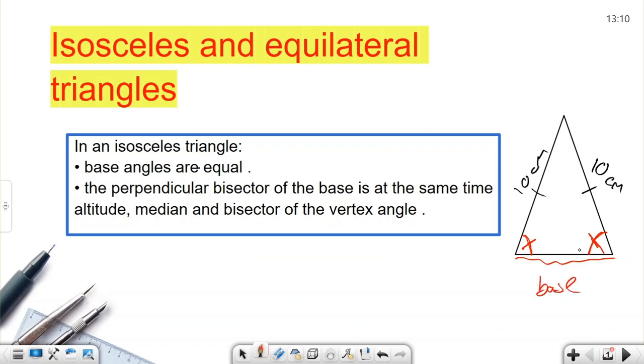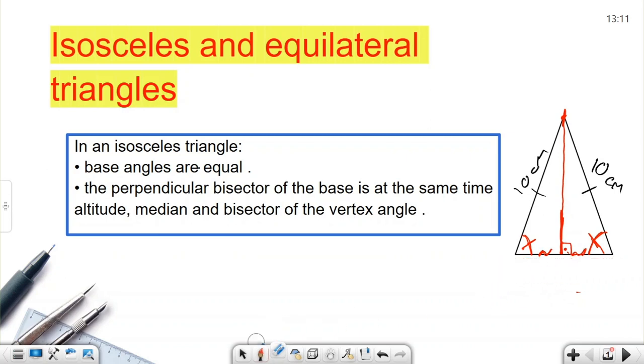There is one more thing, the perpendicular bisector of the base. If we call this one the base, these are the base angles, and then the perpendicular bisector. Perpendicular bisector means a line that divides the base into equal parts. Usually in an isosceles triangle, let's put it at 90 degrees, it passes through the vertex at the top. So this is the first: it cuts the base into equal parts, and we call it the perpendicular bisector.